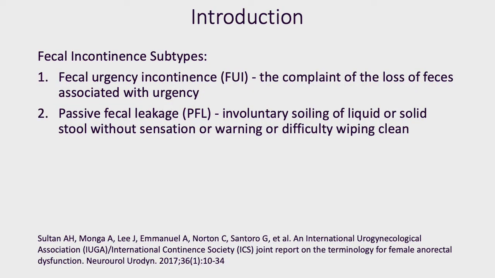Fecal incontinence can be split into two subtypes, fecal urgency incontinence and passive fecal leakage. Though it is straightforward to recognize these two subtypes clinically, the underlying pathophysiology is still under investigation. Traditionally, it was thought that fecal urgency incontinence is associated with external anal sphincter defects. Conversely, passive fecal leakage was thought to be associated with internal anal sphincter defects.